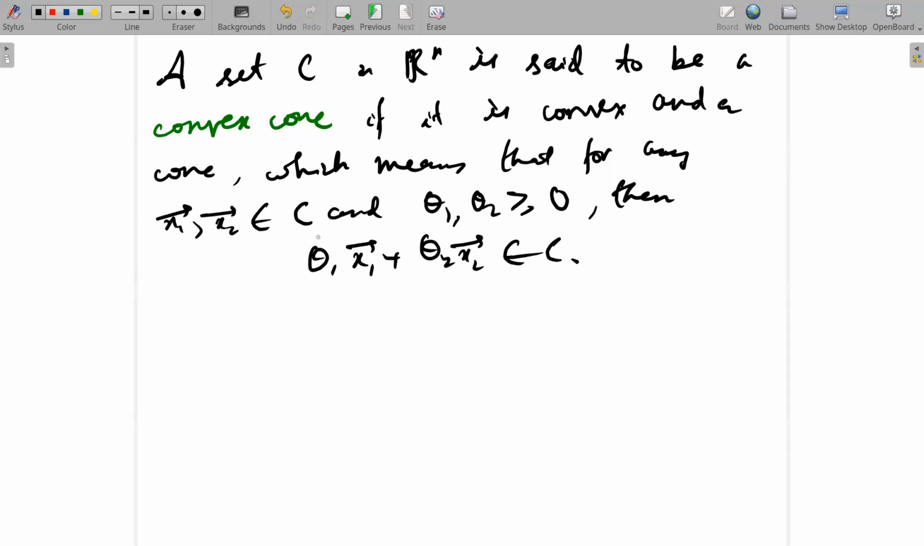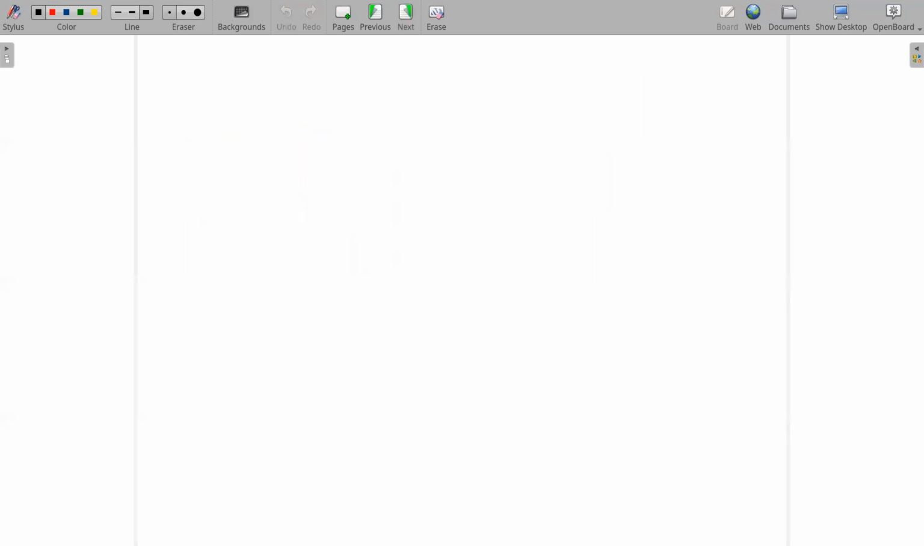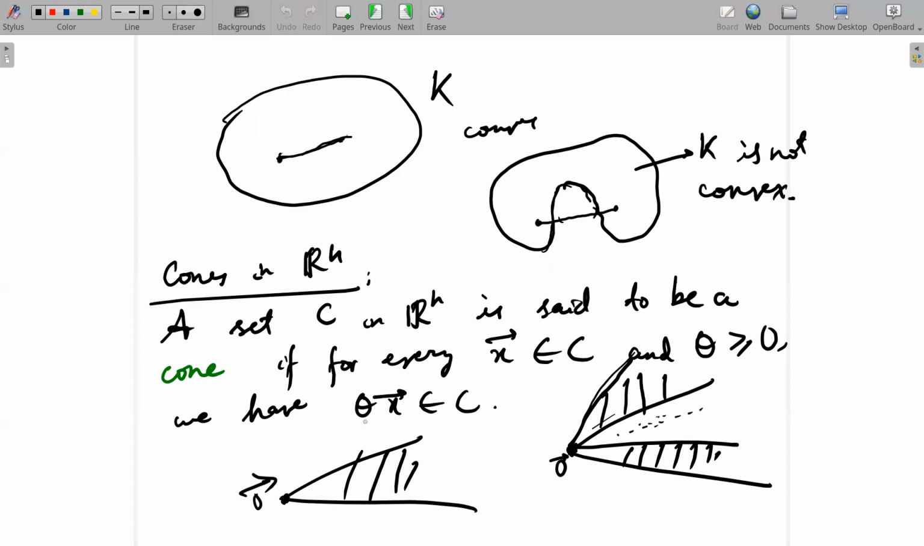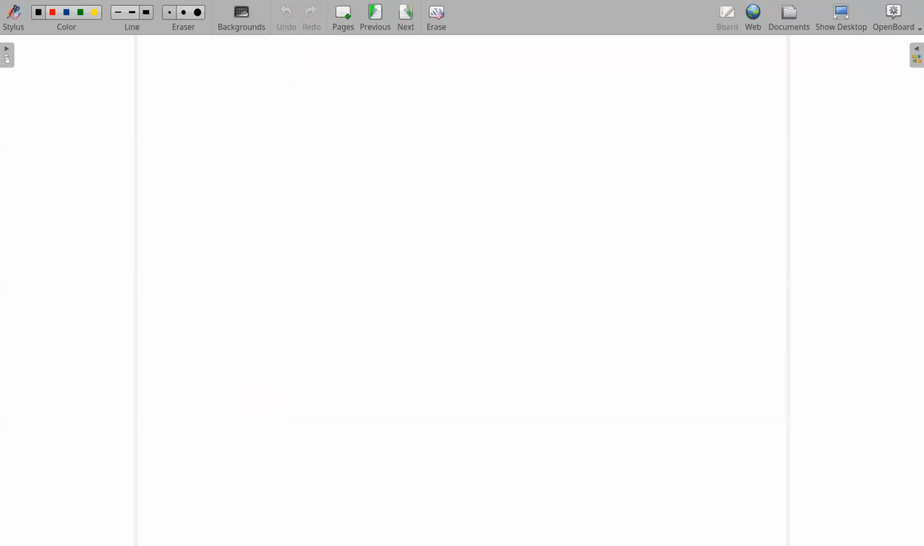So of course, this C is going to be convex if we have this definition. In particular, for all those non-negative theta 1, theta 2s, such that theta 1 plus theta 2 equals 1, this is going to be true. So C is going to be convex. And of course, if you assume theta 2 is 0, then it contains this condition. This, for any non-negative theta, theta x belongs to C. So it's both convex and a cone.